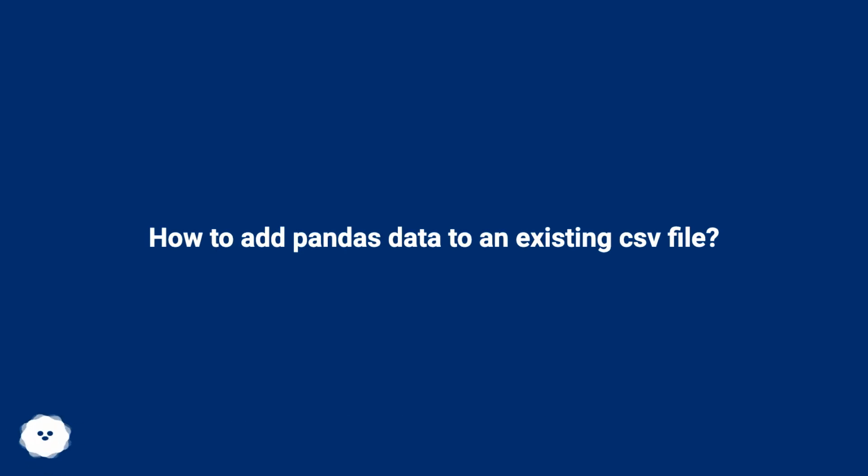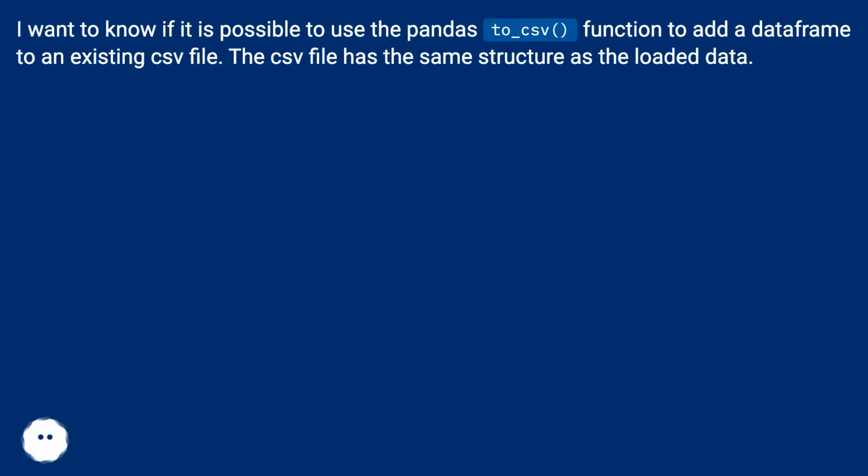How to add Pandas data to an existing CSV file. I want to know if it is possible to use the pandas to_csv function to add a data frame to an existing CSV file. The CSV file has the same structure as the loaded data.